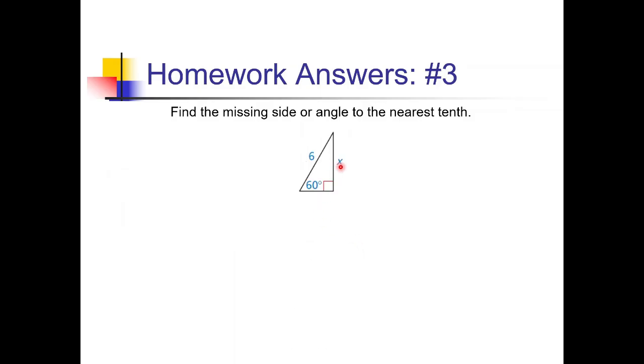To find this missing side, since I have one more side and an angle, I'm going to use some SOHCAHTOA. Looking at my angle of 60 degrees here, I've got the opposite side from that, or at least I'm looking for that, and I've also got the hypotenuse. So opposite hypotenuse, OH, that is the SOH part of SOHCAHTOA. So that means I'm going to use sine equals opposite over hypotenuse. So I can write sine of 60 degrees equals opposite side x over hypotenuse 6.